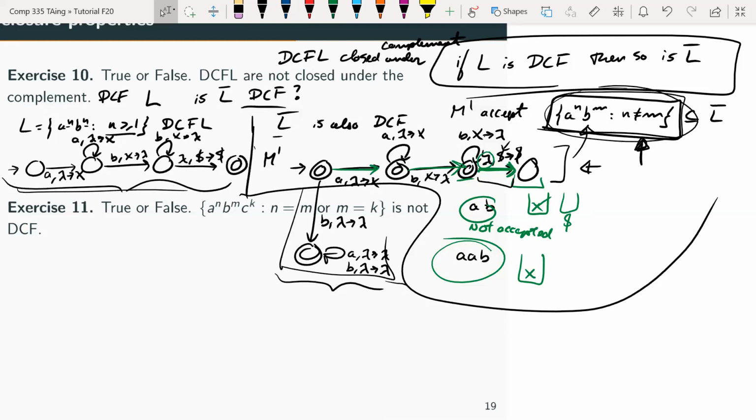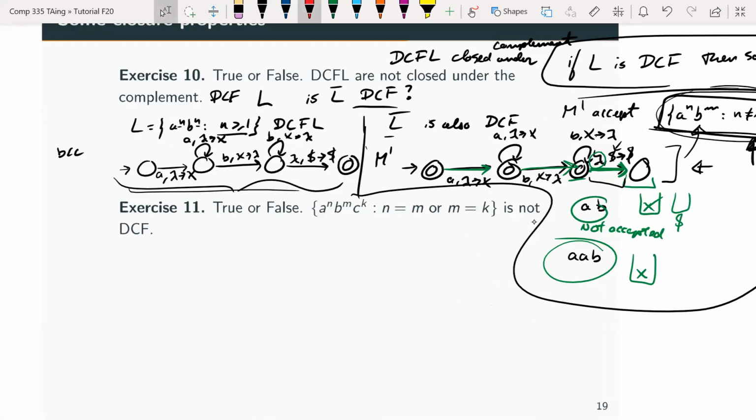I'm gonna erase this top part here, just so you know everything is visible. So the next question was kind of a similar flavor. It was about determining if the given language is deterministic context free or not. If you want the answer for 10, DCFLs are closed under the complement. So that's why this is false, all right?